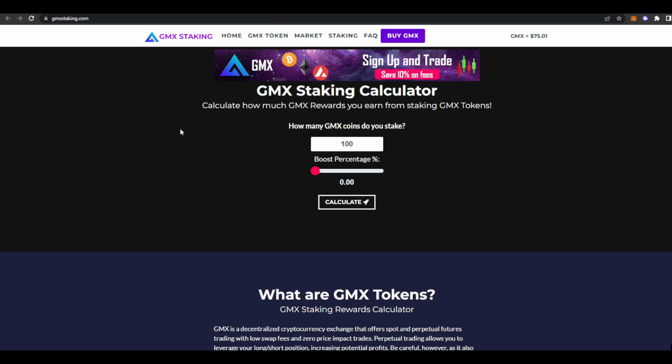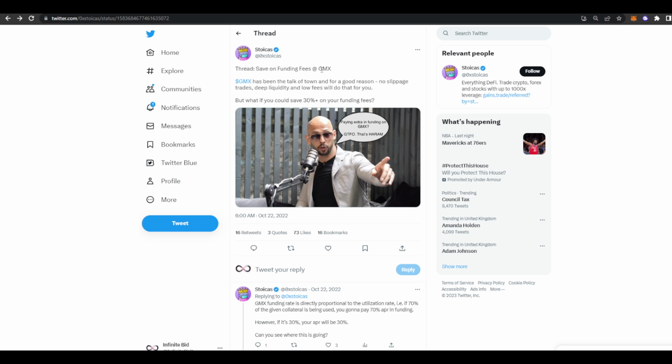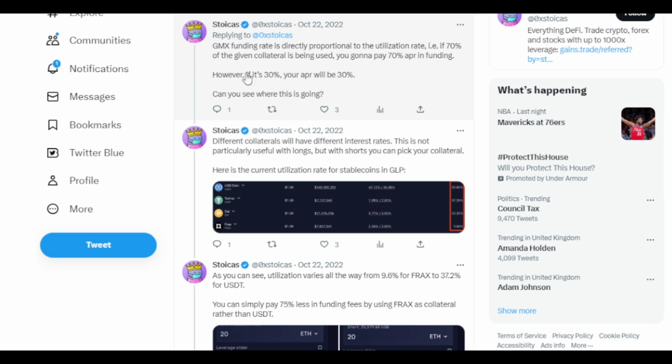We have another tool here, which is GMX staking. And so you can calculate how much you can receive in APR when you're staking your GMX tokens. And then lastly, I just wanted to explore this Twitter thread here. I think it's quite useful. So this is a thread for saving on funding fees at GMX. So I'll just go through it here.